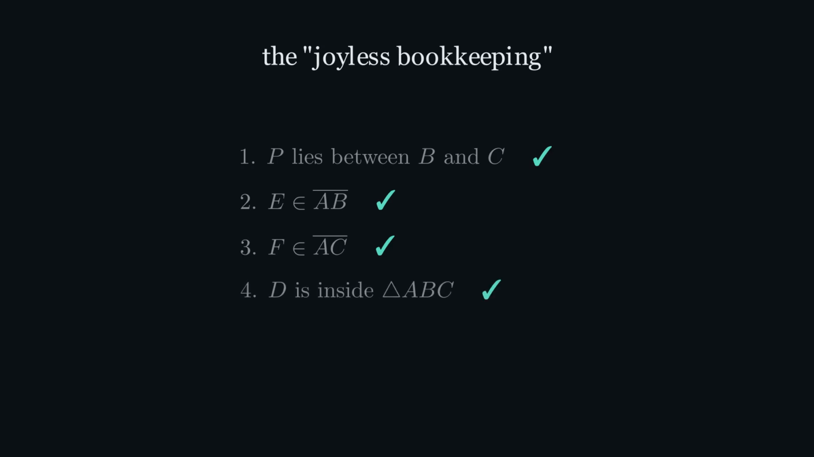This is exactly why the way mathematicians write proofs got so fussy and, honestly, so ugly to read. All that pedantic case checking. This point lies between those two. This foot is on this segment. It feels like joyless bookkeeping, but this is what it's protecting you from. One innocent, unchecked in or out fact, and you've proven every triangle is isosceles.